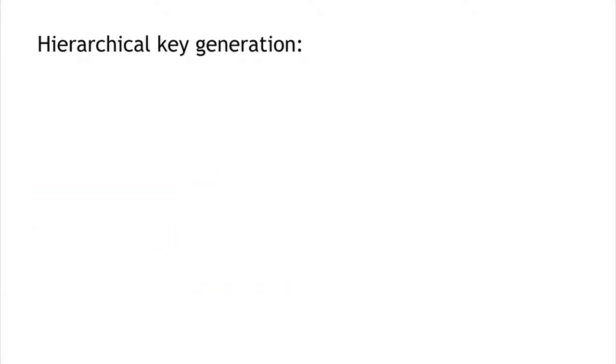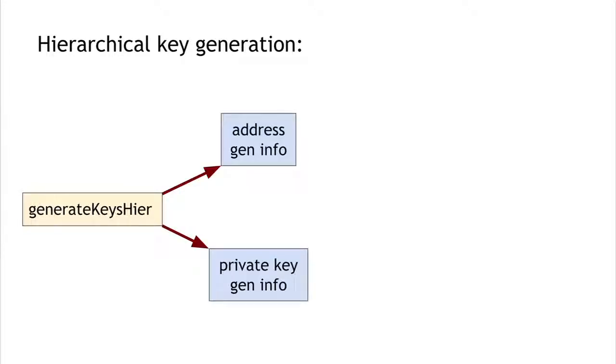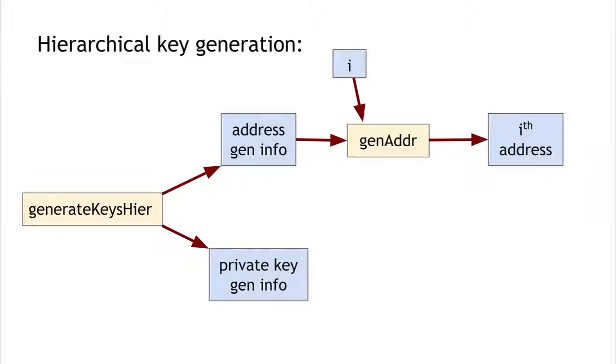But with hierarchical key generation, we do things a little bit differently. Rather than just doing generate keys, we do a hierarchical key generation operation. And this generates two things. It generates, rather than an address, what we'll call address generation info. And rather than generating a private key, it generates what we'll call private key generation info. And now we can take this information and generate multiple keys. For example, given the address generation info, we can apply a gen address operation and give it the address generation info and some integer I. And that will generate the ith address in a whole series of addresses.